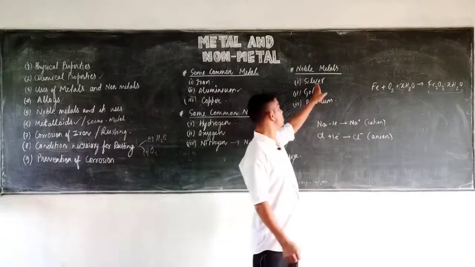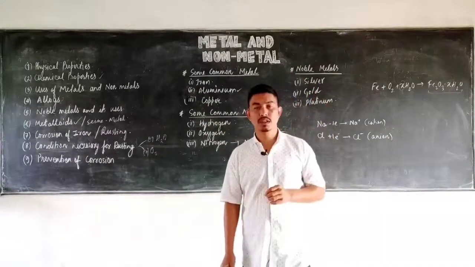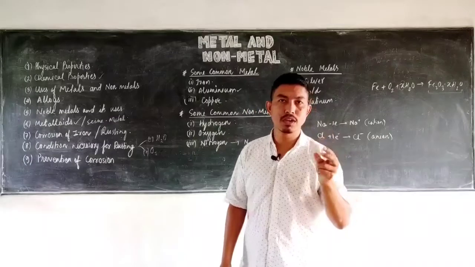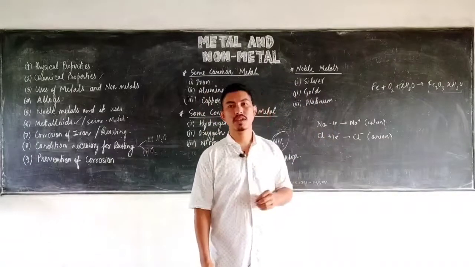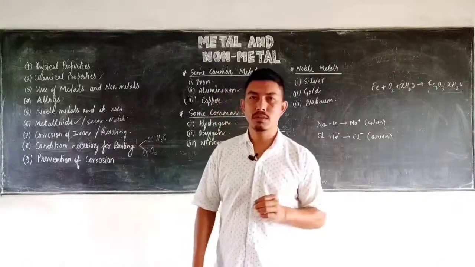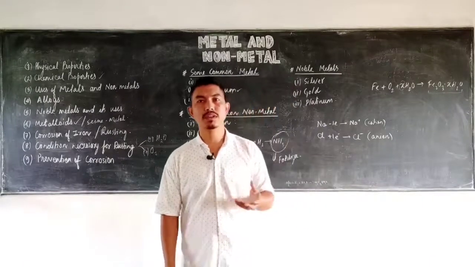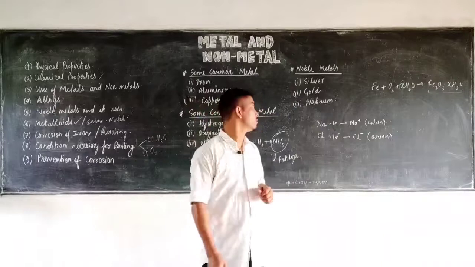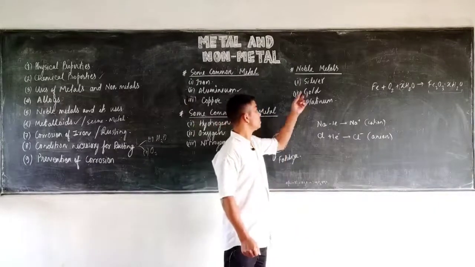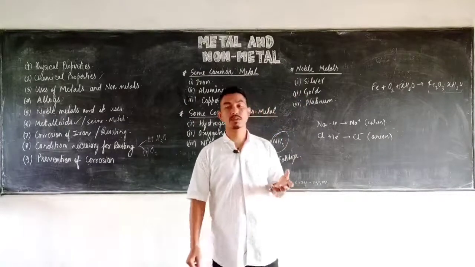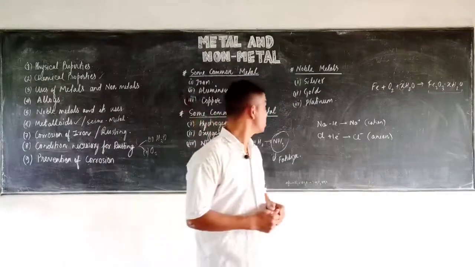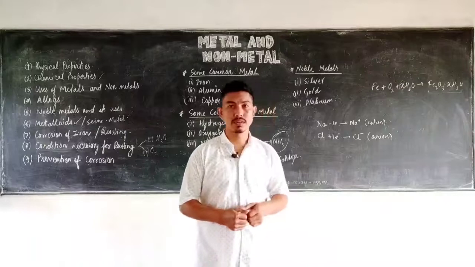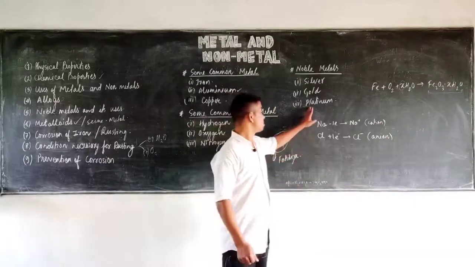Silver, you must have seen, is usually used for making coins, and it's also used for making jewelry, and in some cases it is also used for making parts of electrical gadgets, because it also has good conductivity. Now coming to the second one, gold. We are all very familiar with gold. Gold is usually used for making precious jewelry. And then finally platinum.